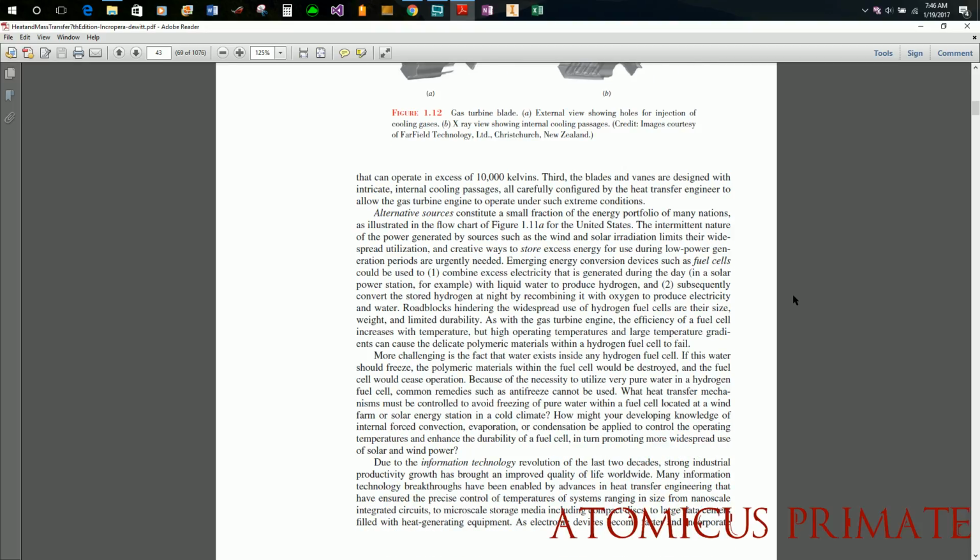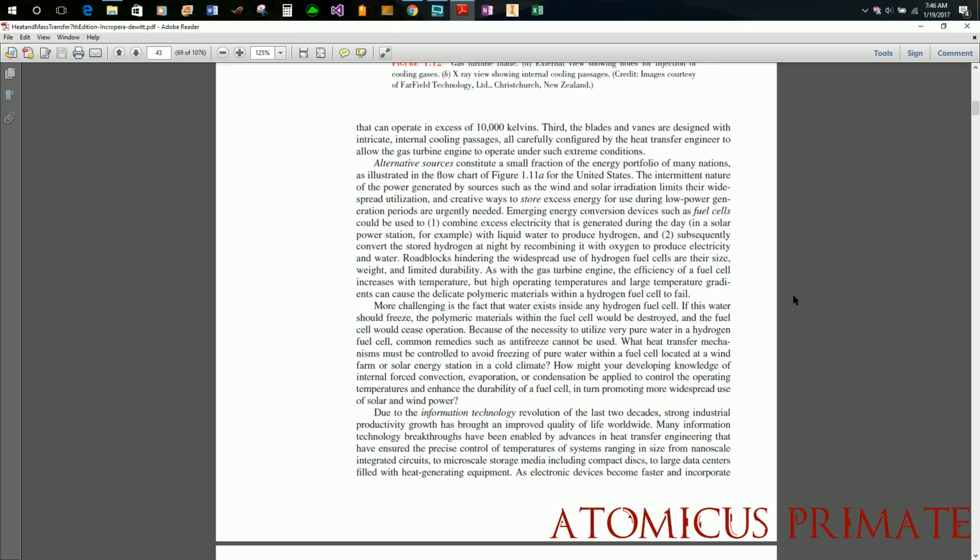More challenging is the fact that water exists inside any hydrogen fuel cell. If this water should freeze, the polymeric materials within the fuel cell would be destroyed, and the fuel cell would cease operation. Because of the necessity to utilize very pure water in a hydrogen fuel cell, common remedies such as antifreeze cannot be used. What heat transfer mechanisms must be controlled to avoid freezing of pure water within a cell located at a wind farm or solar energy station in a cold climate?